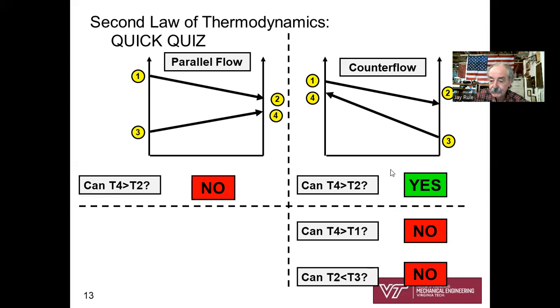Similarly, T2 cannot be less than T3. You can't cool the hot down below the coldest cold. So no, you can't have that. That would violate the second law. Okay. It is my hope that you feel pretty good about that, even without being a second law expert. It's my hope that your common sense will lead you to the answer to these questions.